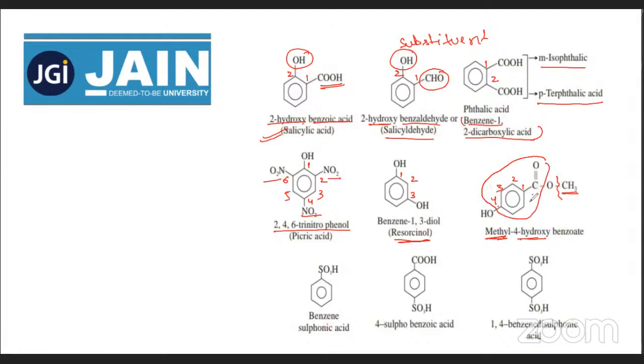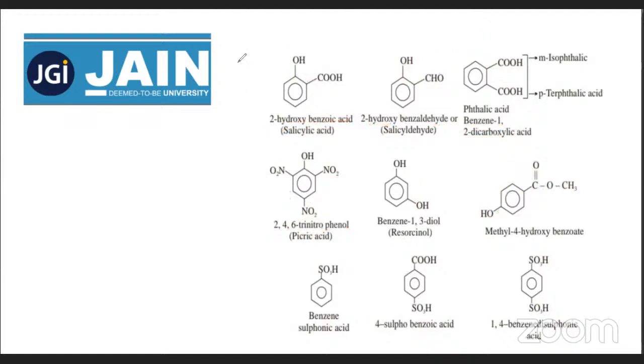And then because this is a benzene ring, this full part will be counted as benzoate. 1, 2, 3, 4, and on the fourth we have hydroxy. Okay, so this is for methyl. If I have C2H5 here, ethyl will come. If I have C3H7, there I have propyl. So like this, the names will be there. Okay, further.